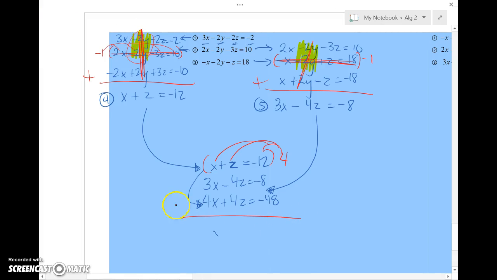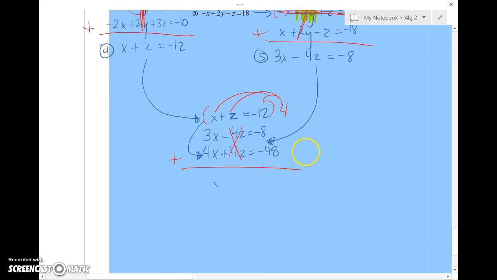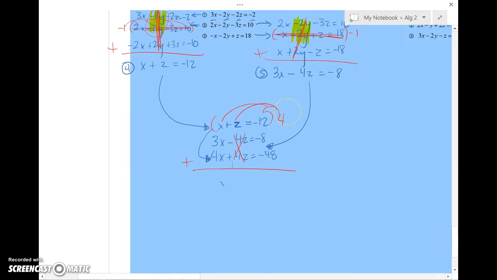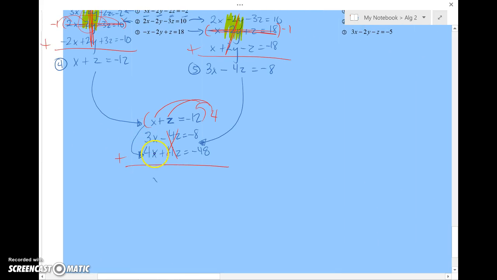And then now we're going to add those two together, as we were trying to do in the first place, we eliminate those opposites there. That was the goal. Now, I'm going to add 3x and 4x, so that will give you 7x. And then I'm going to add negative 8 minus negative 48. So that's just two negatives that make a bigger negative, so that's negative 56.